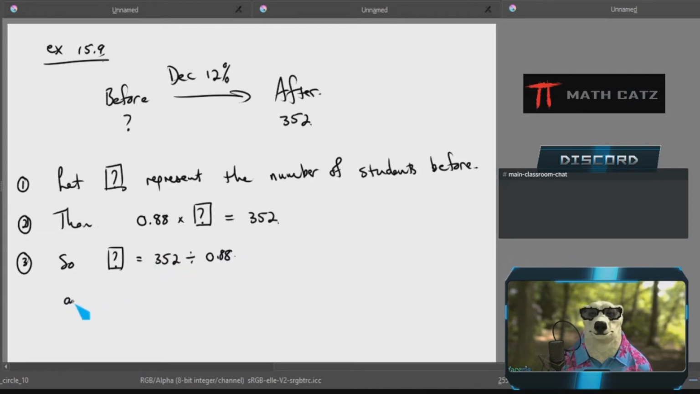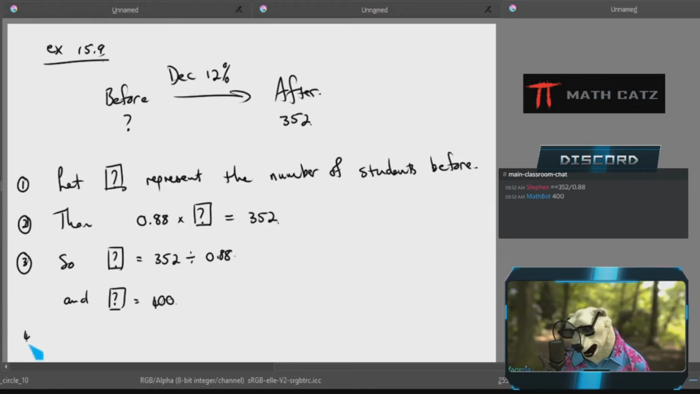which allows me to find the value of the missing number that I represented as a symbol. Let's see what it is. 352 divided by 0.88. And we get 400. Oh, that's very convenient. 400.